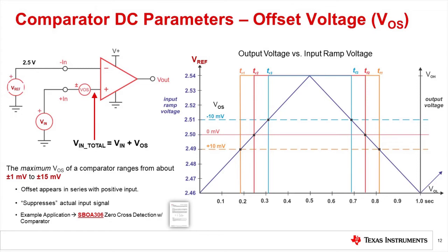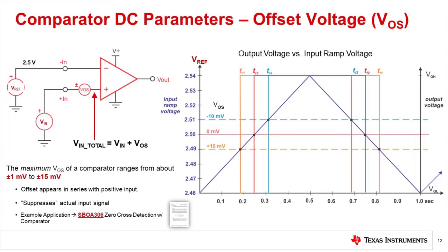Similarly, if your VOS is negative 10 millivolts, then your total input voltage is equal to Vin minus 10 millivolts. Now the output will transition at a higher voltage of Vin because that voltage is being subtracted by the negative VOS. You can see in this light blue waveform here that Vout is high when your Vin is greater than 2.51 volts, and then it goes back low when you go below 2.51. Just keep in mind that not only does the threshold voltage change due to the VOS, but the timing of the output waveform will also be affected.